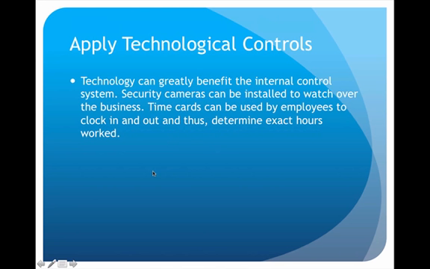And then the next principle, apply technological controls. There are a lot of things we can do with technology. We can have security cameras. We can have time cards so that we know exactly when a person entered and left the premises. We can utilize many different technological controls to help us strengthen our internal control system.